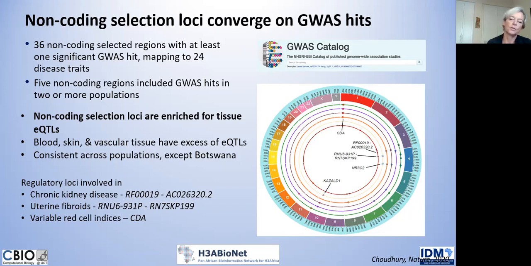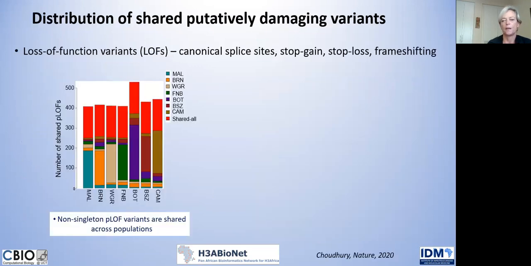So Botswana was the group that actually had the highest number of novel SNPs and was quite diverse from some of the other populations studied. And some of the regulatory loci that were identified were involved in chronic kidney disease, uterine fibroids, and various blood red cell activities. So then there was an investigation into the putatively damaging variants.